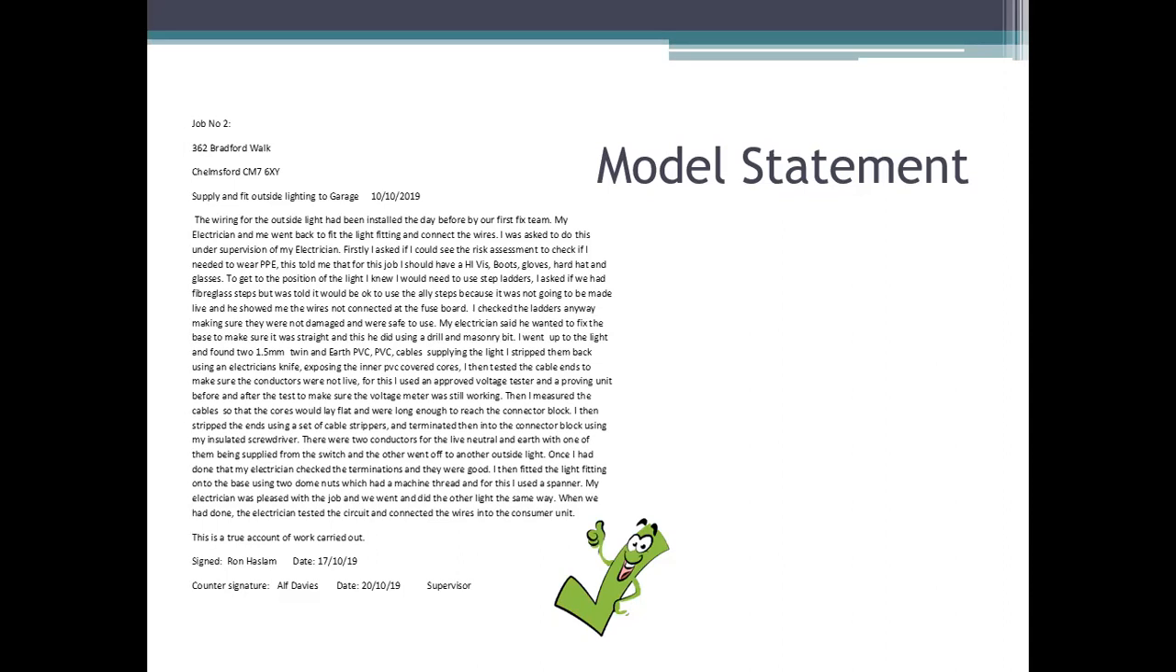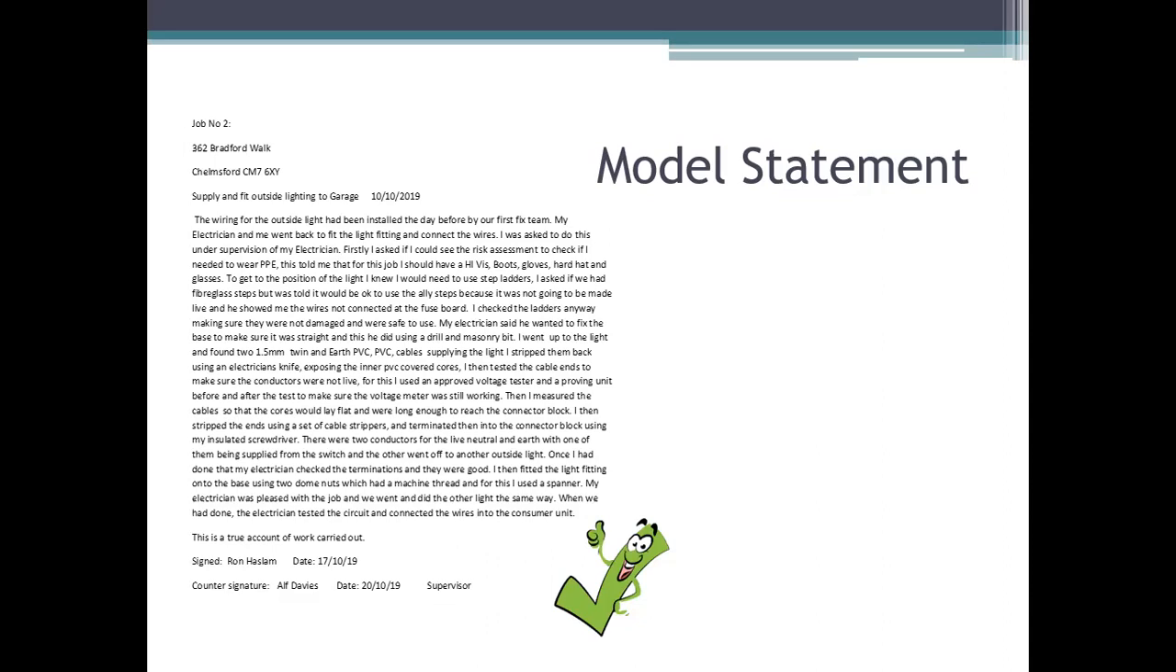Okay, so I'm just going to run through it very, very quickly. You'll see that the first thing we've got up there is an address, 362 Bradford Walk, Chelmsford, CM7 6XY. Okay, then there's a brief, in this instance a very brief, description of the job that's going to be carried out, which is supply and fit outside lighting to garage, and a date that the job was carried out. So 10/10/2019.